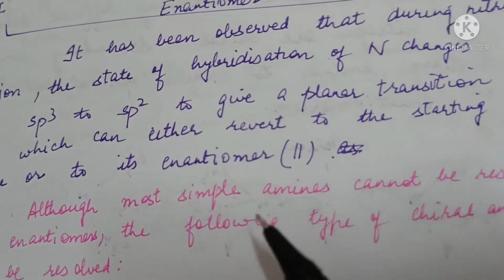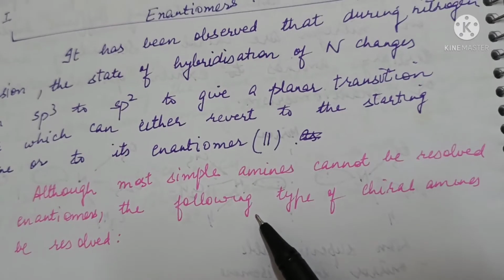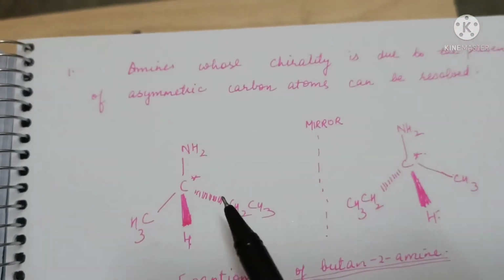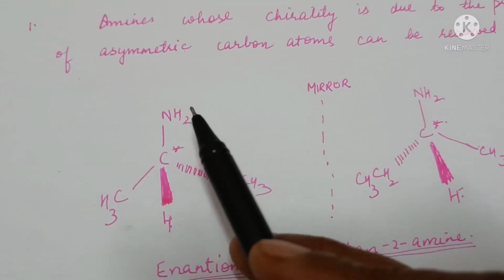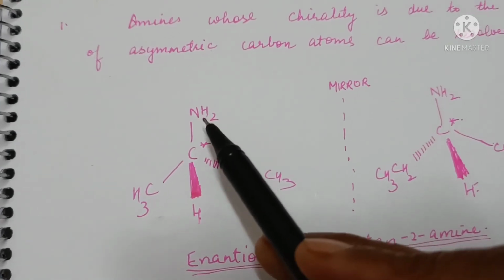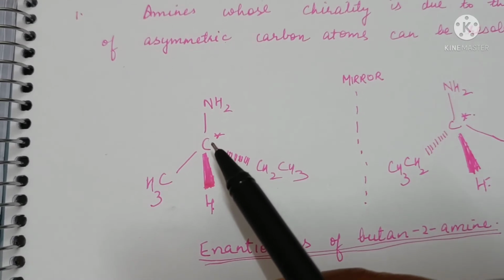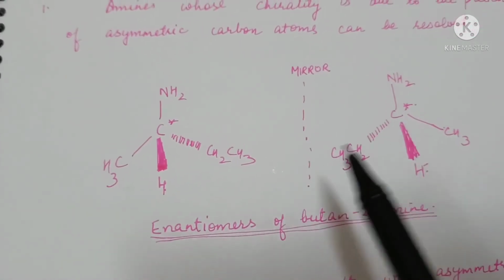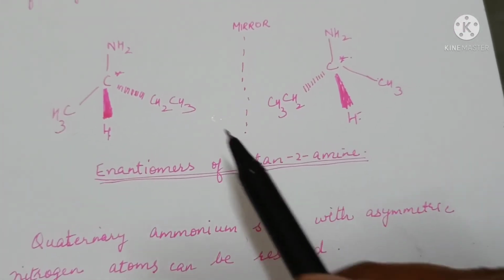But although simple amines cannot be resolved into enantiomers, these special chiral compounds can be resolved. This is a compound containing a chiral carbon atom with an amine group attached to it. Because the chirality is due to the carbon atom, these do not rapidly flip into one another and can be resolved. This is butan-2-amine.